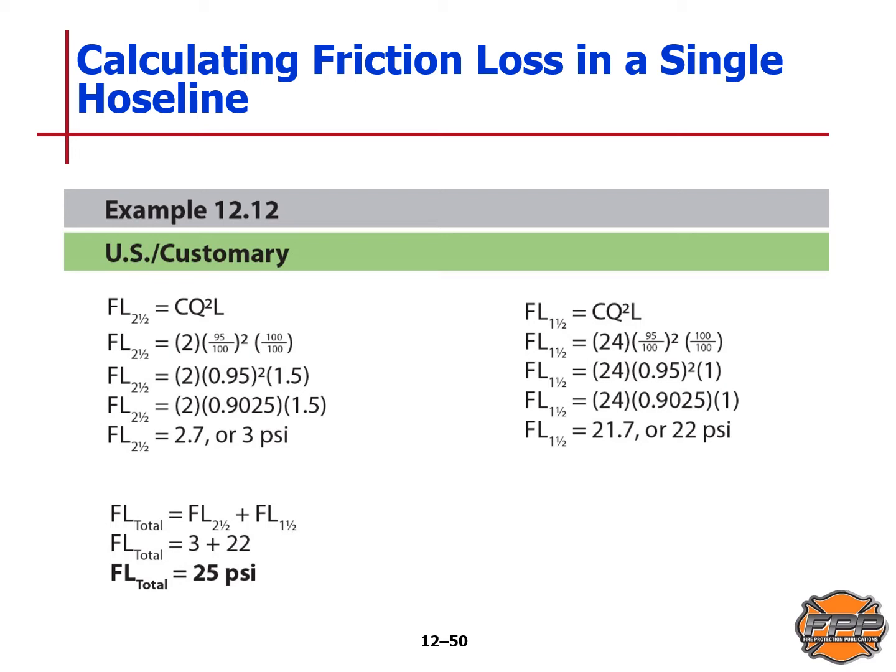And when you work out the math, you have 24 times 0.9025 times 1. That gives us a friction loss on the 1.5 inch hose of 21.7, which you round up to 22 psi. So our total friction loss, if you look at the bottom left, is the friction loss for the 2.5 inch hose plus the friction loss for the 1.5 inch hose. So we have 3 plus 22. That gives us a total friction loss of 25 psi.